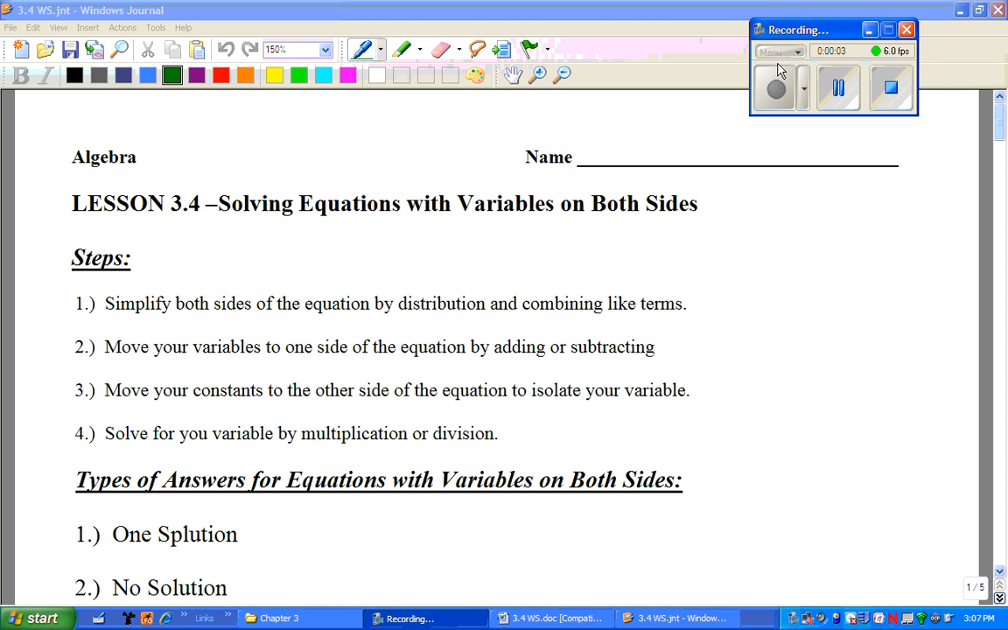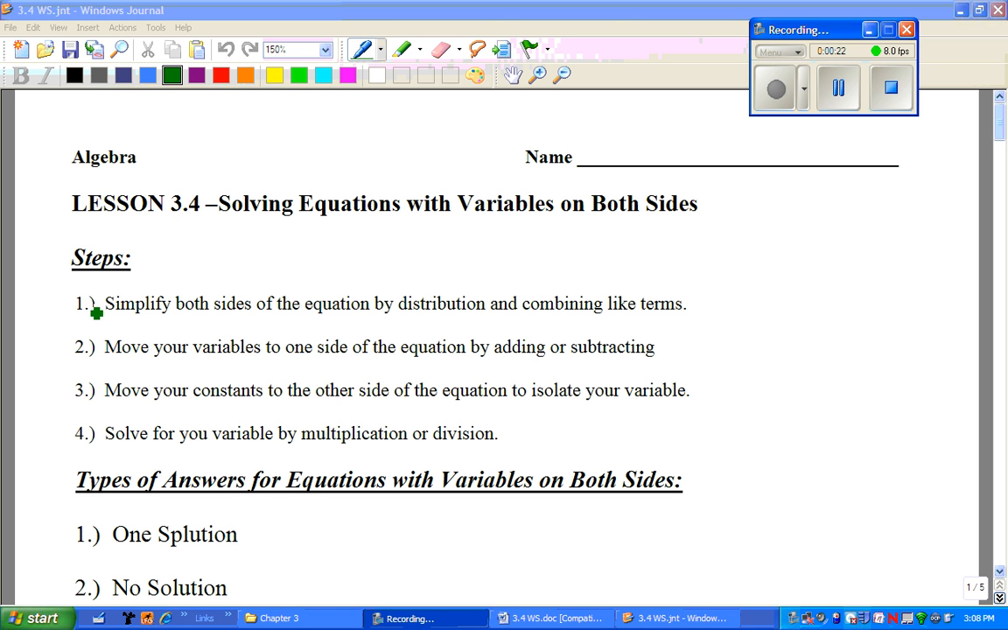Welcome back to lesson 3.4, which is solving equations with the variables on both sides. So this is going to be a little bit different than what we saw in lesson 3.1, 3.2, and 3.3. Again, we've listed all the steps that go on with solving these types of equations. So you'll see what the steps are right here.